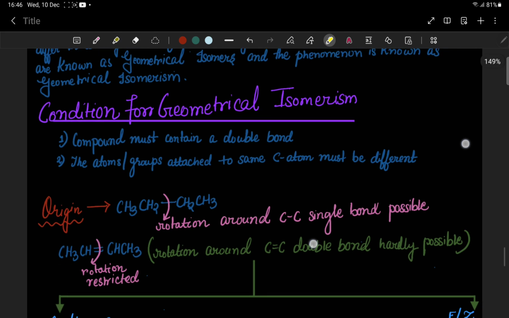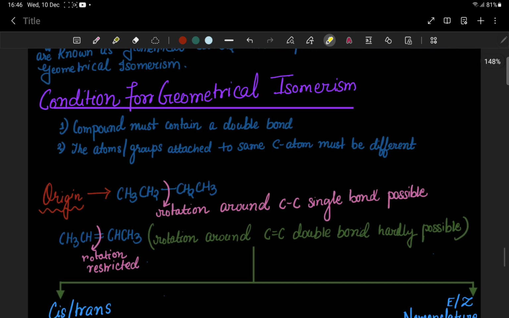So what is the condition for geometrical isomerism? The first condition is that the compound must contain a double bond. This is a must. And the atoms or groups attached to the same carbon atom must be different.